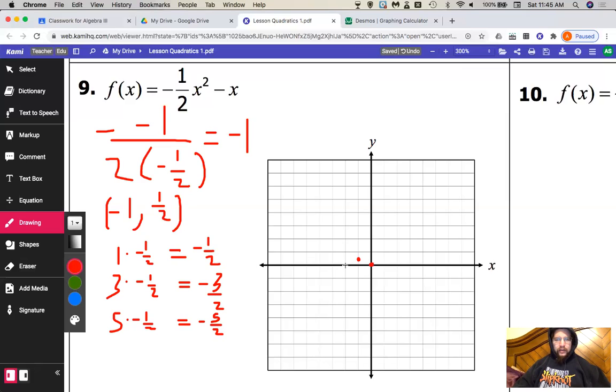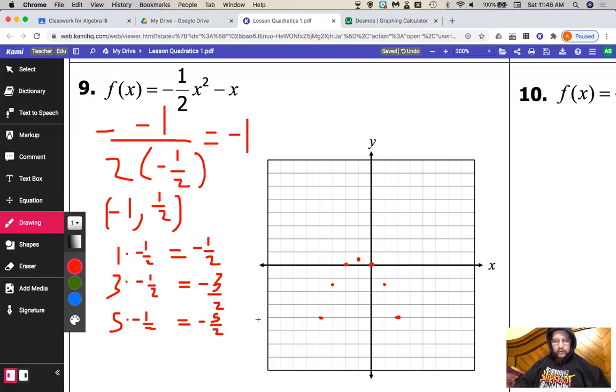1, down 1/2. So now that turns into a nice number. 3/2, that's 1.5. So 1.5. There's half, about right there. 5/2, that's 2.5. So there's a half and 2 more. Okay. Half and 2 more. Right there.